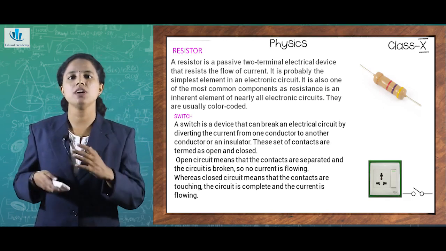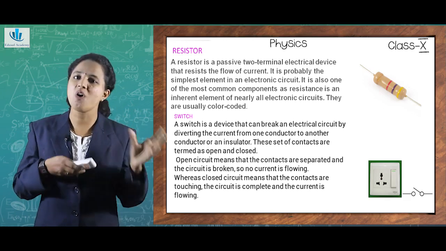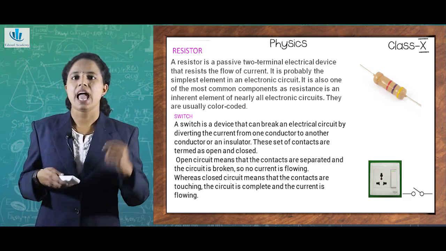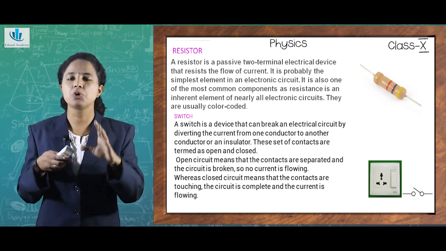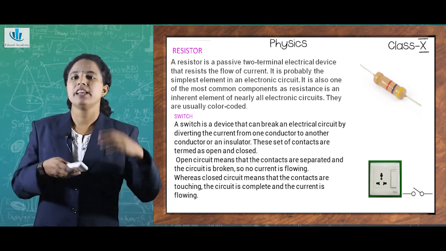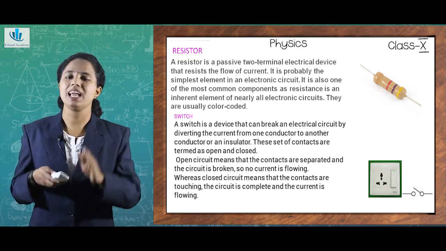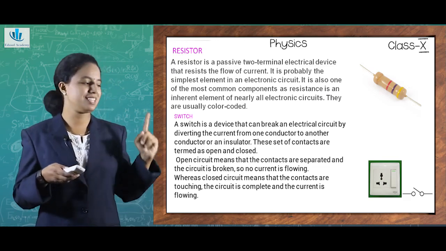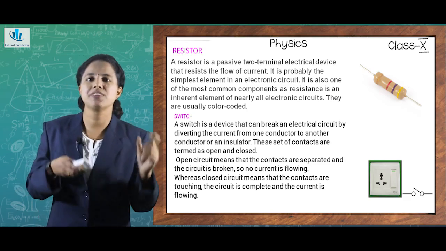Sometimes it may not be shown, but it is still an inherent element which is essential in all electronic circuits. And they are usually color coded. They may have different colors, and according to the different colors they have different values. So a resistor is simply a two-terminal device. As you can see, there are two terminals, and it is used to resist the flow of current.